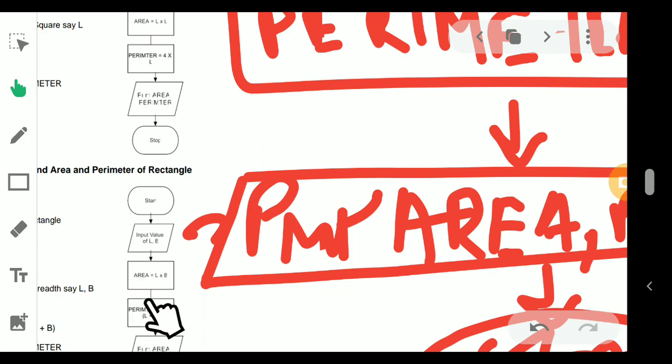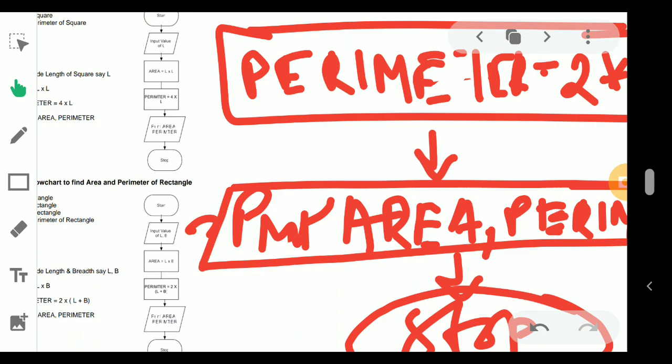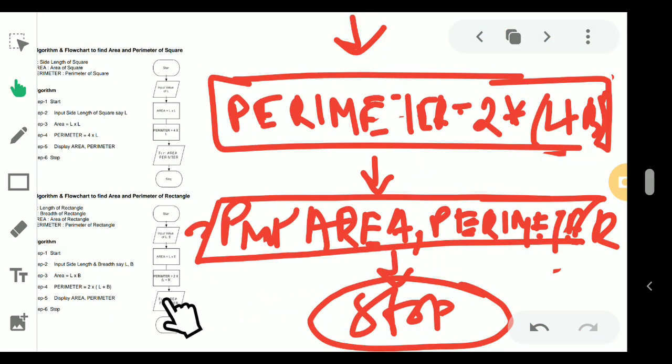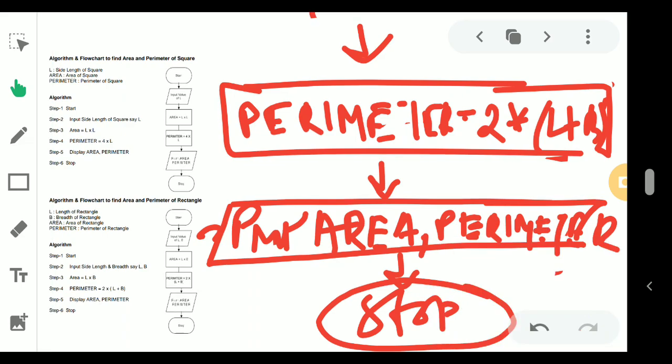Next, the perimeter. Instead of perimeter, you can directly write only P. So 2 into (L plus B) is written. Next there is a print statement: print area and perimeter, and last is stop. So in this way, we are writing the flowchart and algorithm. I hope you understand. Thank you, students. I'm ending my lecture over here.